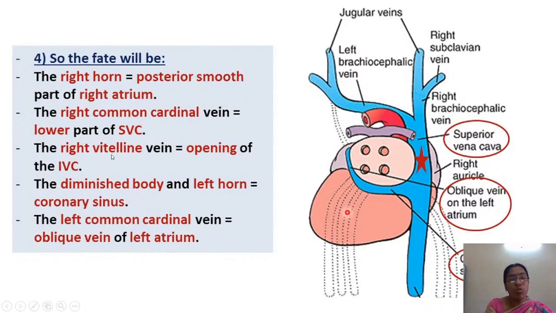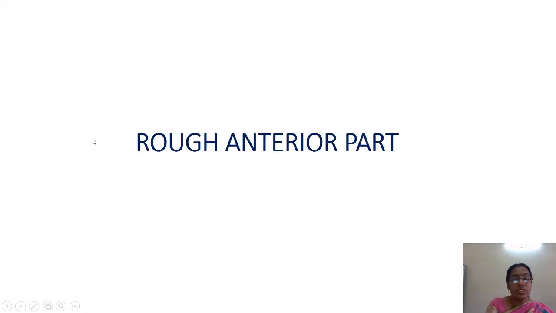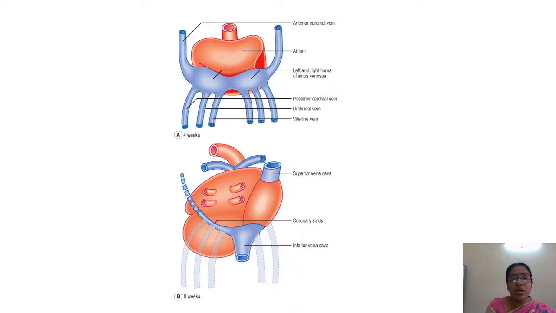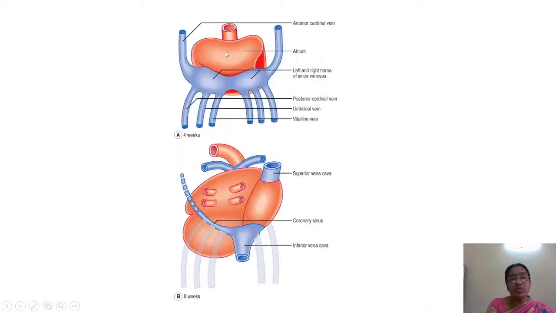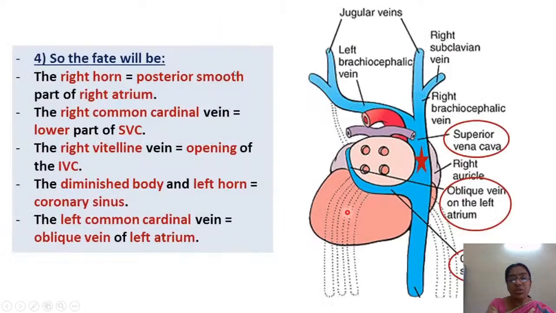Next, the right common cardinal vein. This is the right common cardinal vein, and gradually it develops into the lower part of the superior vena cava. So the lower part of the superior vena cava is developed from the right common cardinal vein.